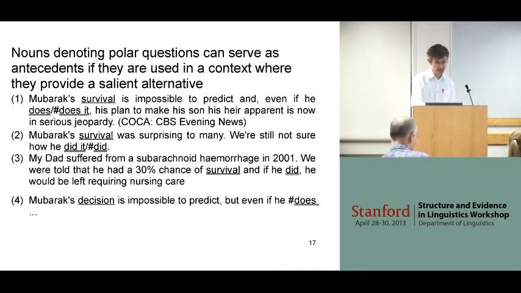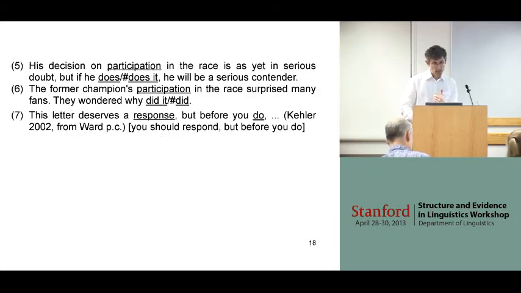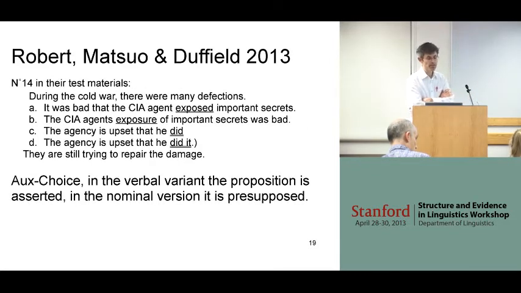And with decision, number 4, it doesn't work. Mubarak's decision is impossible to predict, but it doesn't work because decision doesn't allow this yes-no question reading. Okay? All of the attested examples that have been found, and there are very few, satisfy these kinds of constraints. So examples from Hart and Kaler, or examples found by Ward, I could show you that they satisfy these types of constraints. Now, why is all this so important?